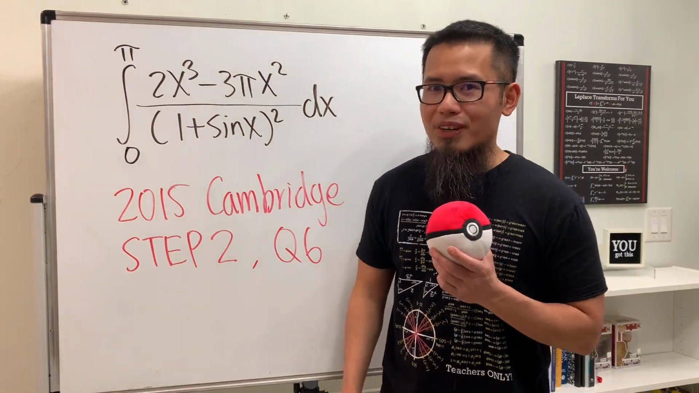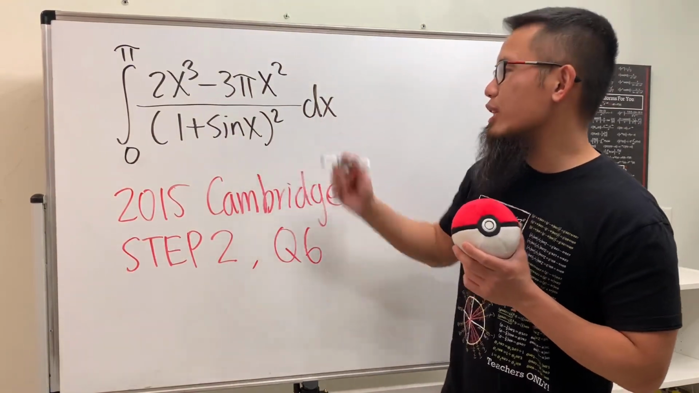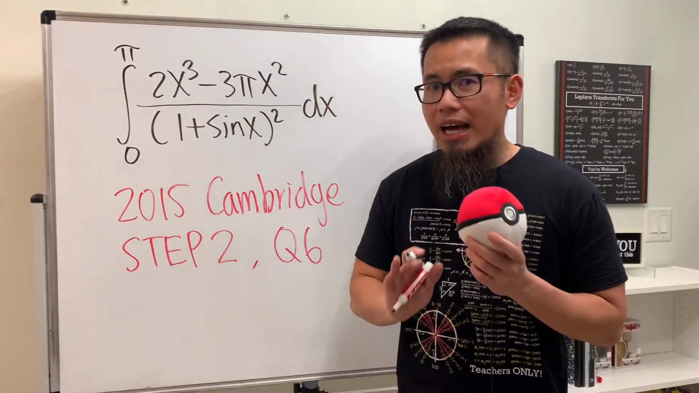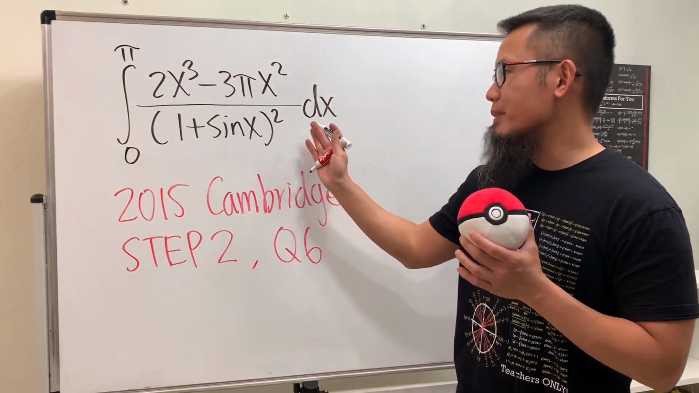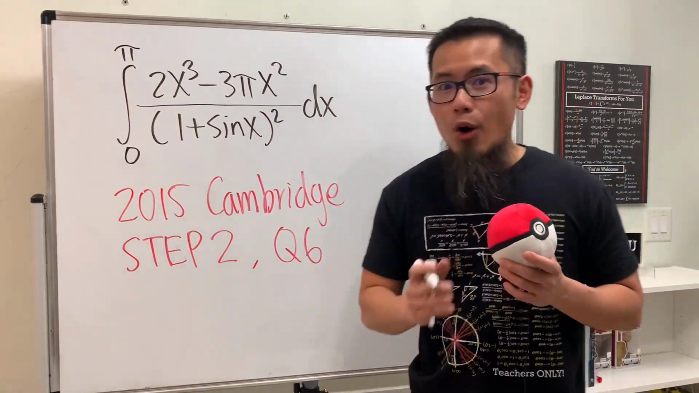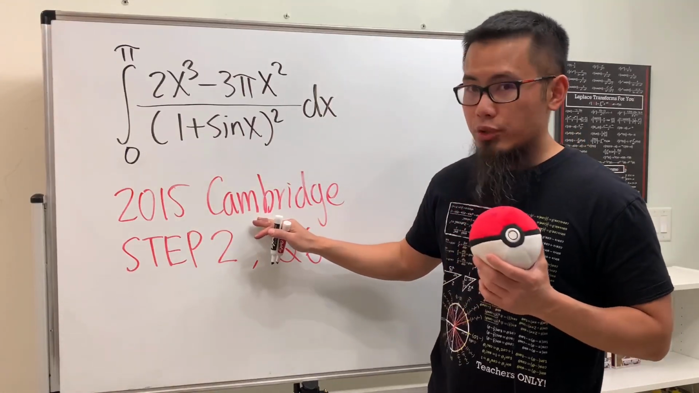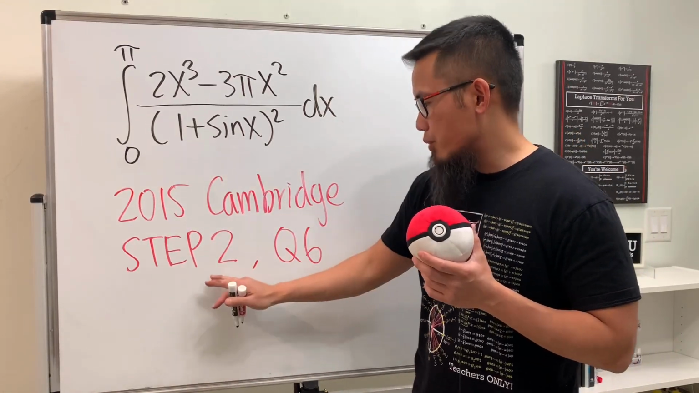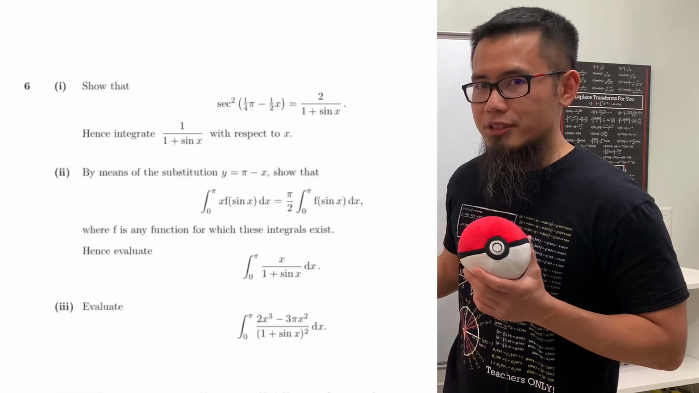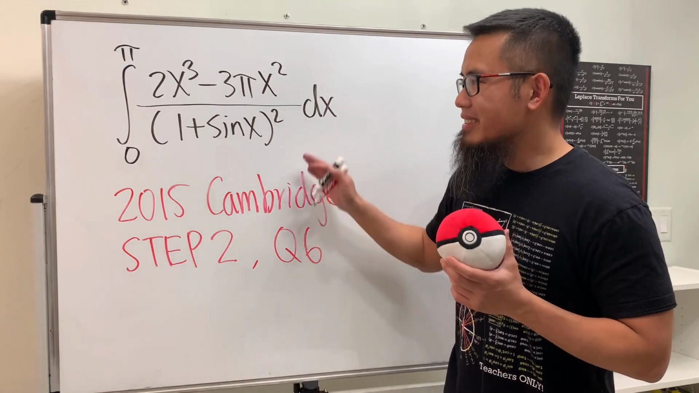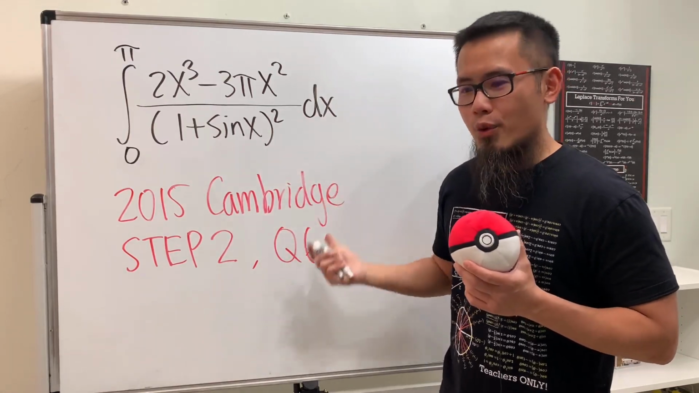Okay, let's do some math for fun. Today, we will be looking at this integral right here. But the truth is, I have no idea how to approach this at all. Seriously. However, this is actually from the 2015 Cambridge entrance exam, and that's called the STEP 2, and this is their question number 6. And the truth is, this is part 3 of question number 6.